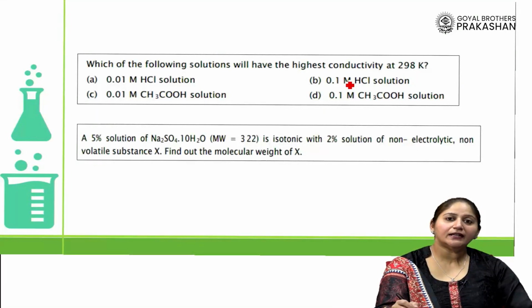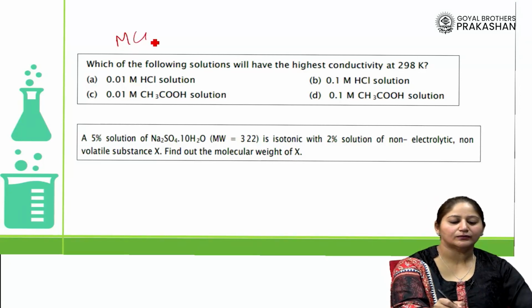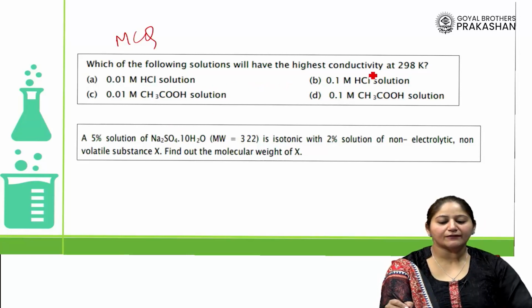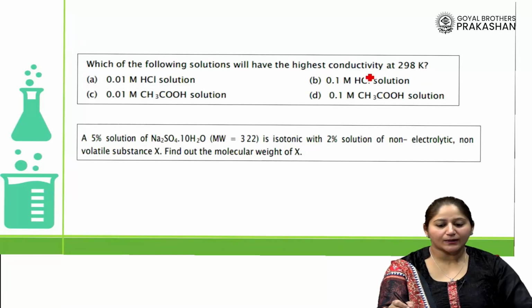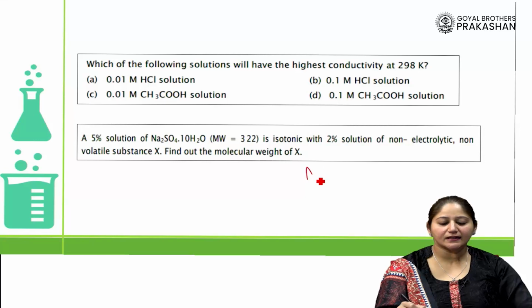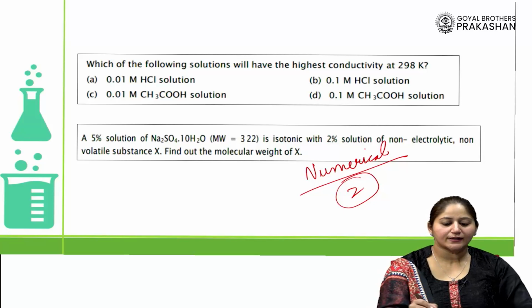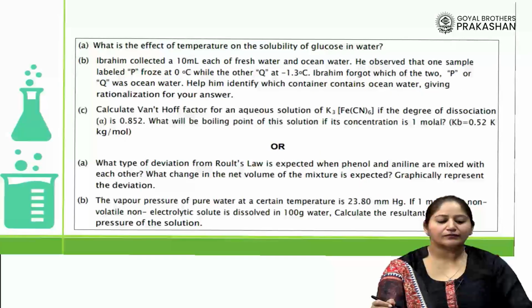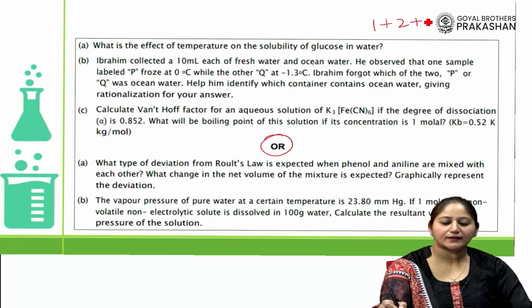Now when you look at the sample question paper released by CBSE, from solutions you will find this is an MCQ: which of the following solutions would have higher conductivity? So from solutions there is one MCQ given. Not only that, this is a numerical, right? A 2 marker question is given here. It carries 2 marks, a very important question related to osmotic pressure because the question is about isotonic solutions. Then there is a 5 marker question given with internal choice, right? The 5 marker question is given with a 1 + 2 + 2 scheme.